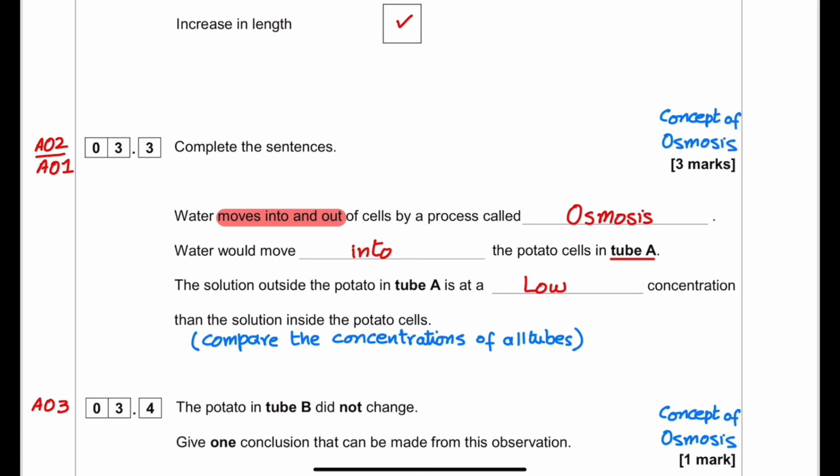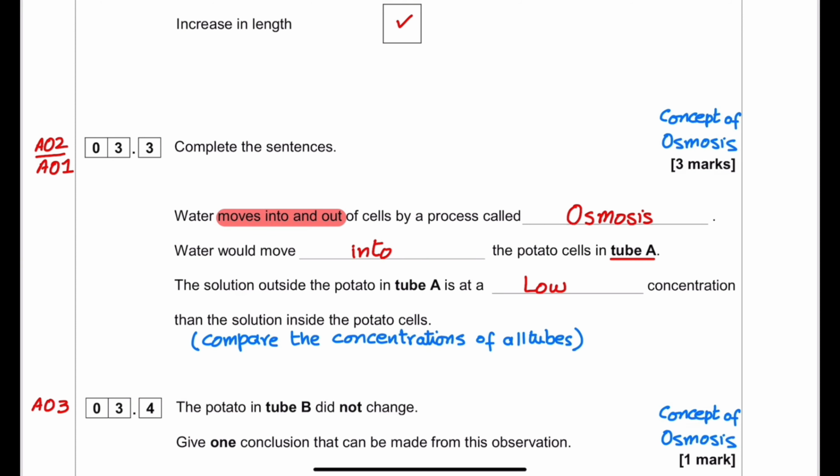If the size is not changing, if the mass is not changing, it means the osmosis process is not taking place. And what is the reason behind it? The reason is the concentration of the sugar solution inside the potato and outside the potato is the same. Therefore, the diffusion process will not take place.